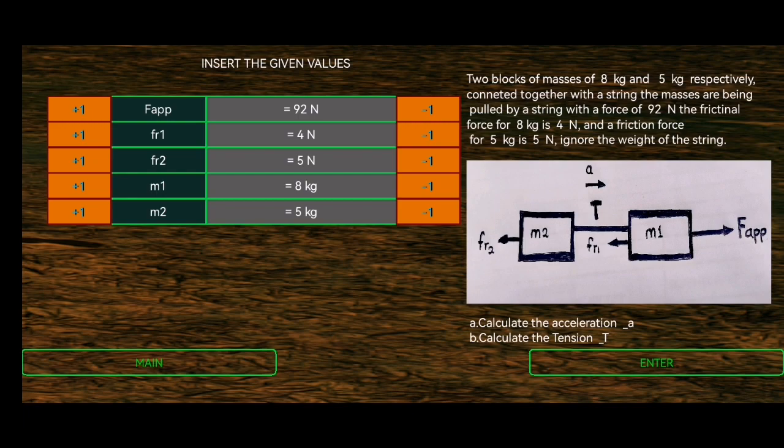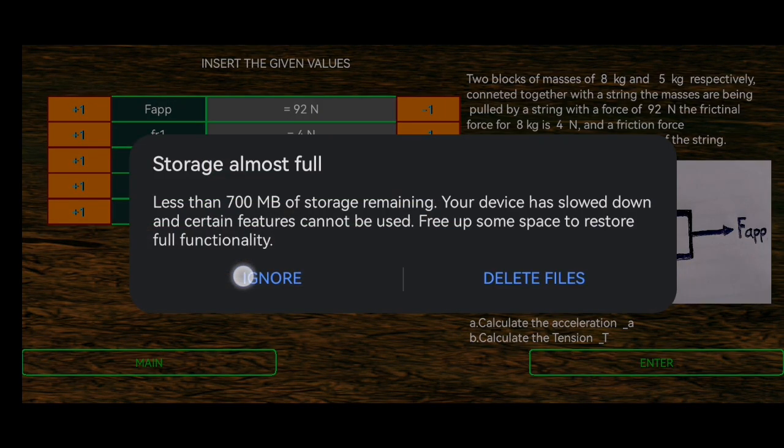So what we do, as you can see from this statement, it reads: two blocks of masses of 8 kg and 5 kg respectively, connected together with a string. The masses are being pulled by a string with a force of 92 Newton. Frictional force for 8 kg is 4 Newton, and frictional force for 5 kg is 5 Newton. Ignore the weight.